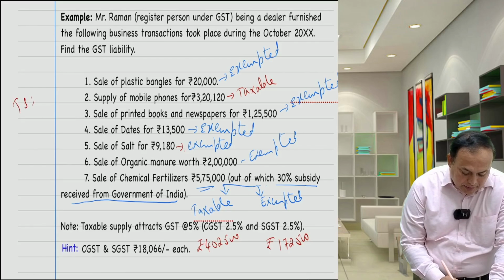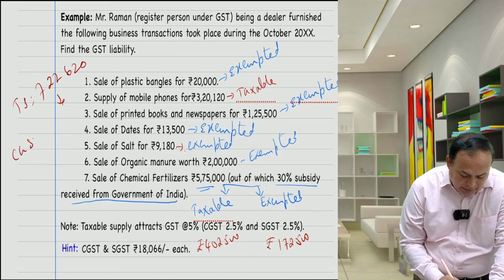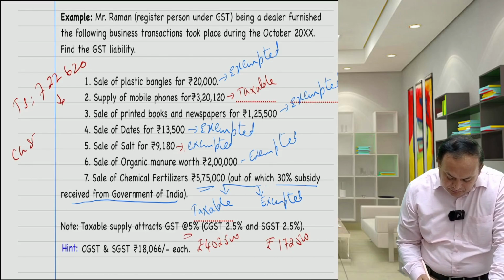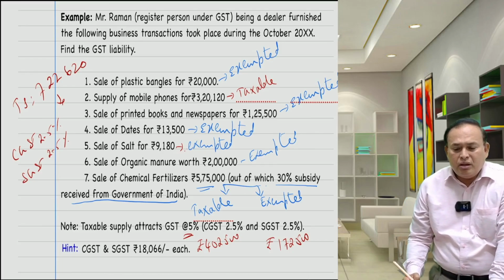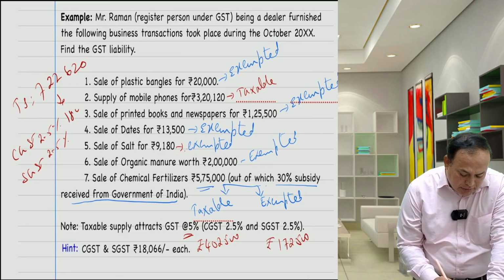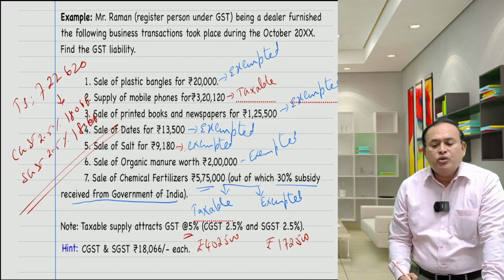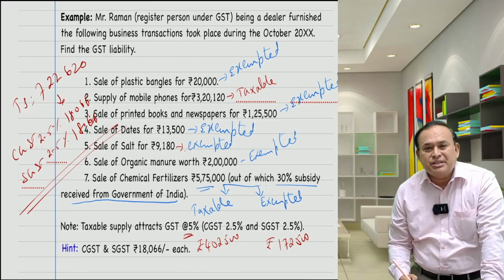7,22,620. On which? CGST, means 2.5% CGST. SGST 2.5%. How much comes? 18,066. 18,066 is the way in which you finish the problem to answer in the examination.